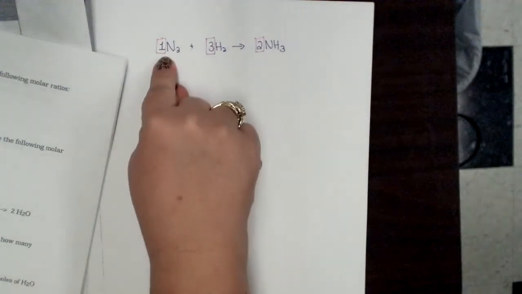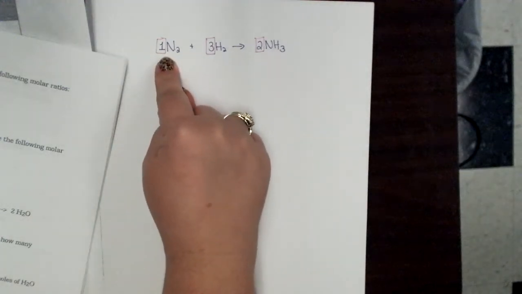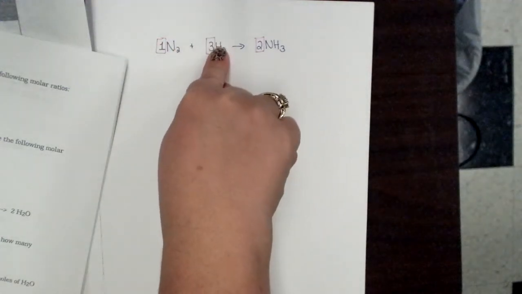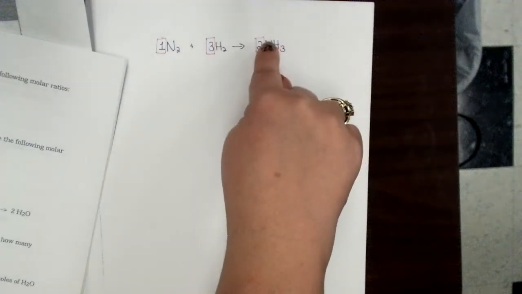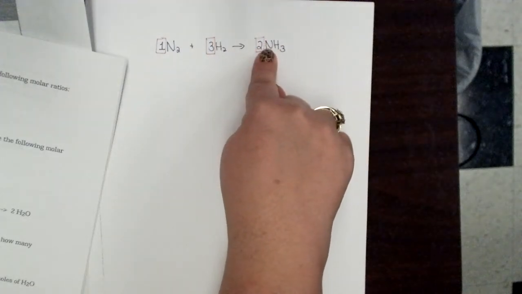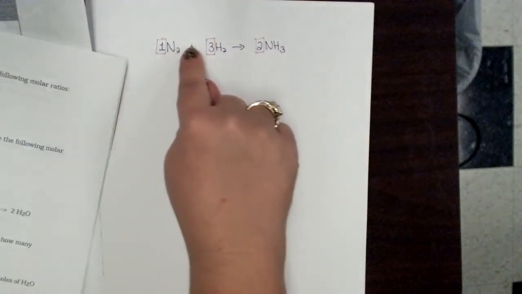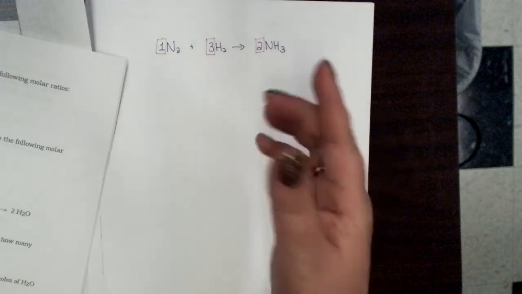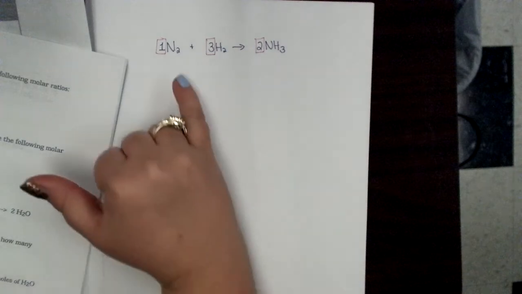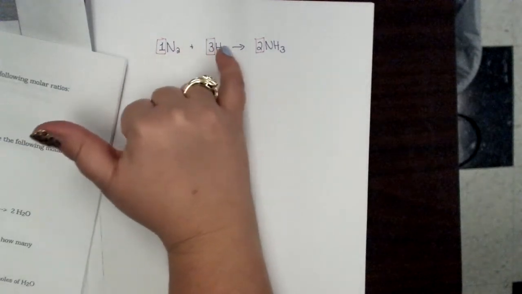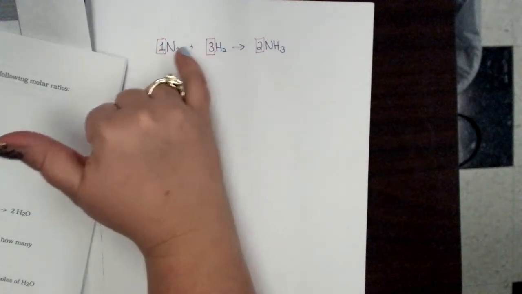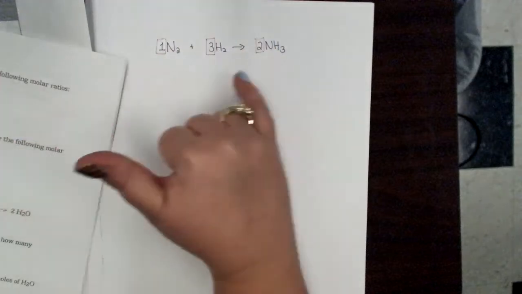So basically what this tells us is that for every 1 mole of nitrogen, I need 3 moles of hydrogen to produce 2 moles of ammonia. So what ends up happening is I can create what's known as a molar ratio. A molar ratio just tells me how many moles of each one of these I need in order to accomplish this reaction.